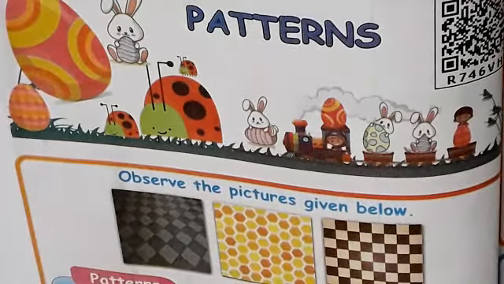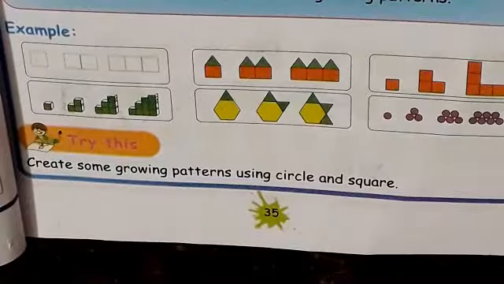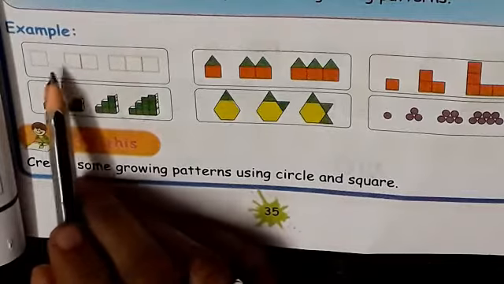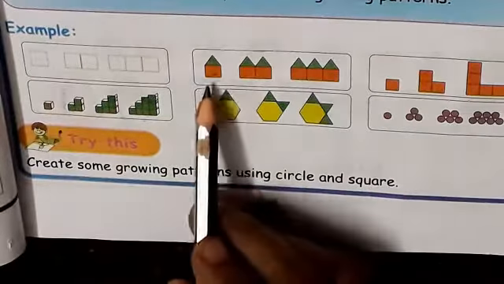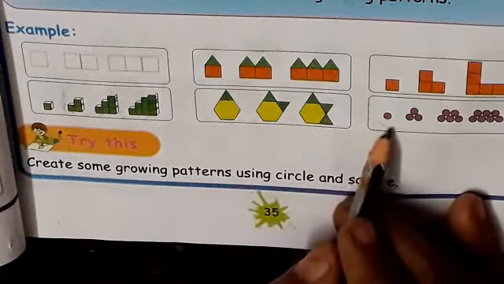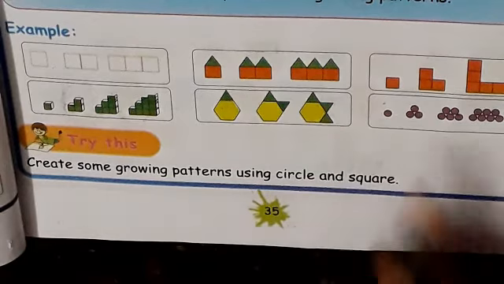Next one is repeated patterns. Repeated patterns means if some patterns and designs repeat with straight lines and geometrical shapes, they are called repeated patterns. Geometrical forms of patterns. Listen here, look at this picture. Here square, see here triangle and circle. This is the geometrical forms of patterns.